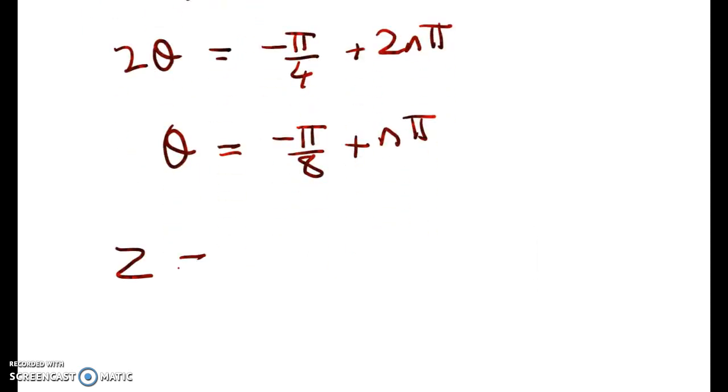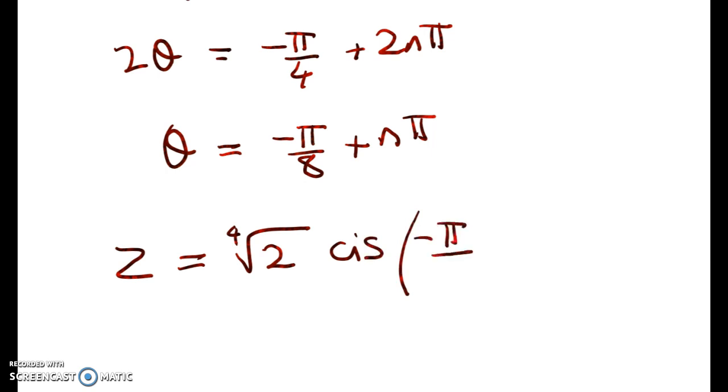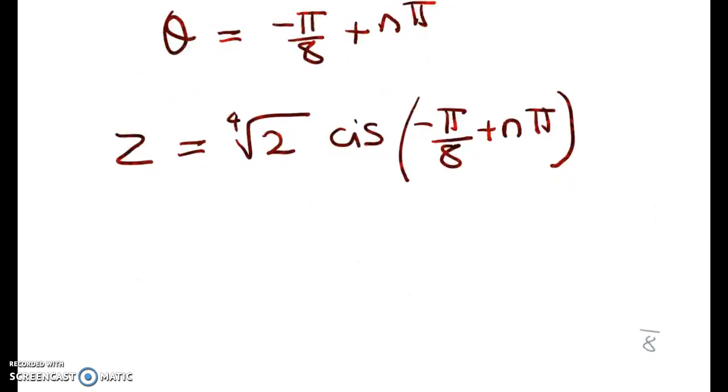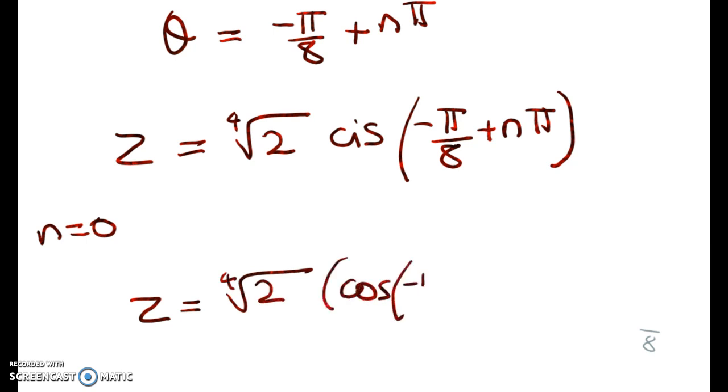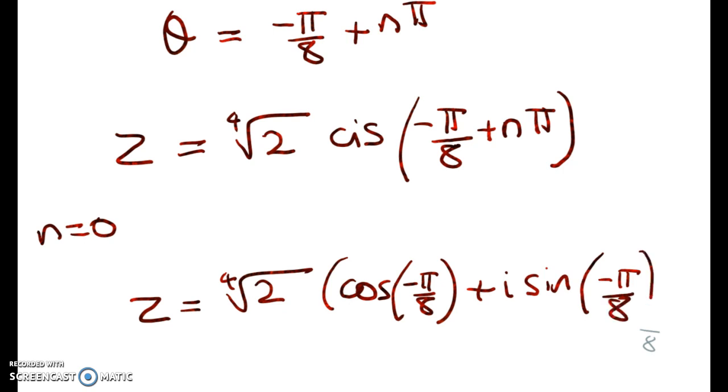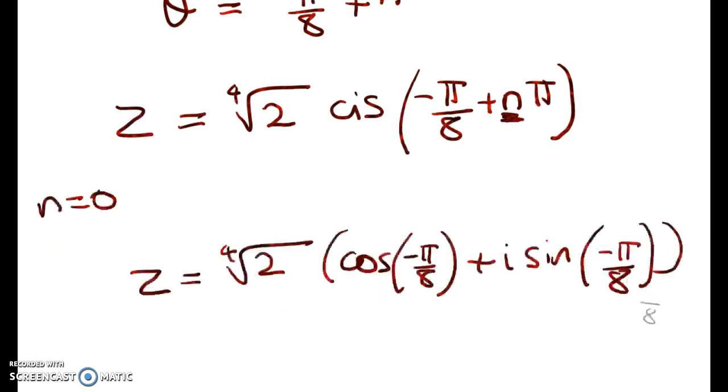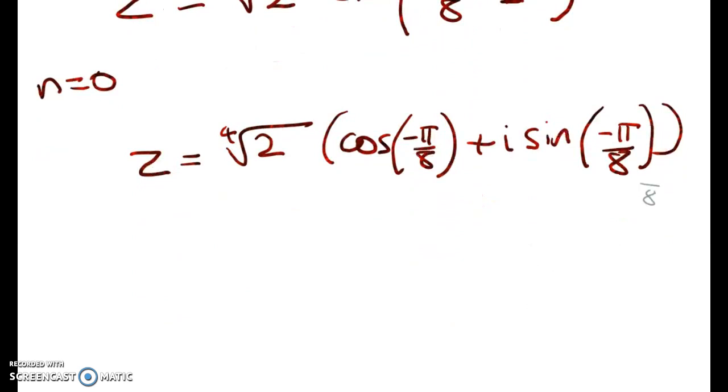So z is equal to r cis theta, and you can suddenly see where that pi on 8 from way back at the start comes from. So let's do n equals 0. z is equal to the 4th root of 2 times cos of negative pi on 8 plus i sine of negative pi on 8. Right, so that's just substituting in 0 there. It's going to be my principal solution.